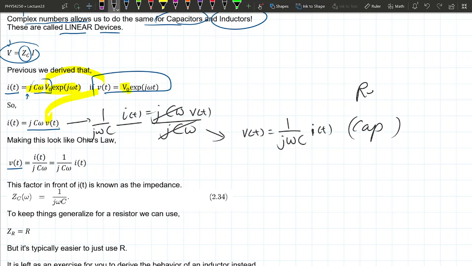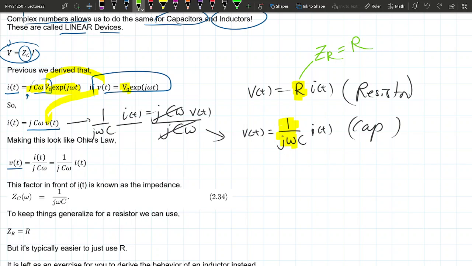For a resistor, this is v equals R times i. So this thing in the middle here, for a resistor, I'm going to generalize this to be the impedance of a resistor. The impedance of a resistor is just R, but now we have this complex number. The impedance of a capacitor is 1 over j omega C.